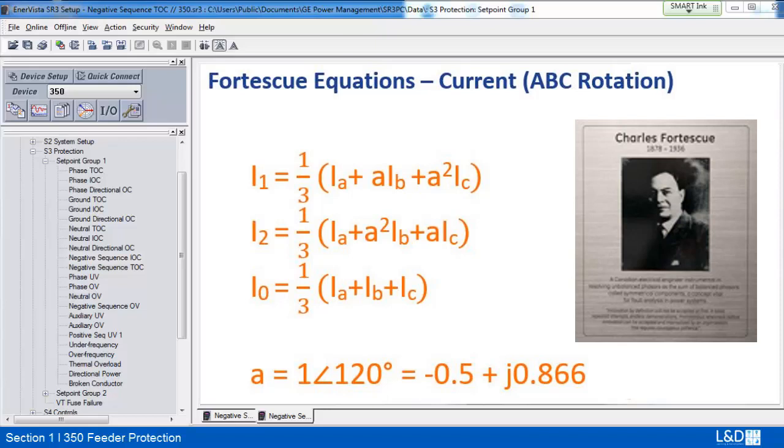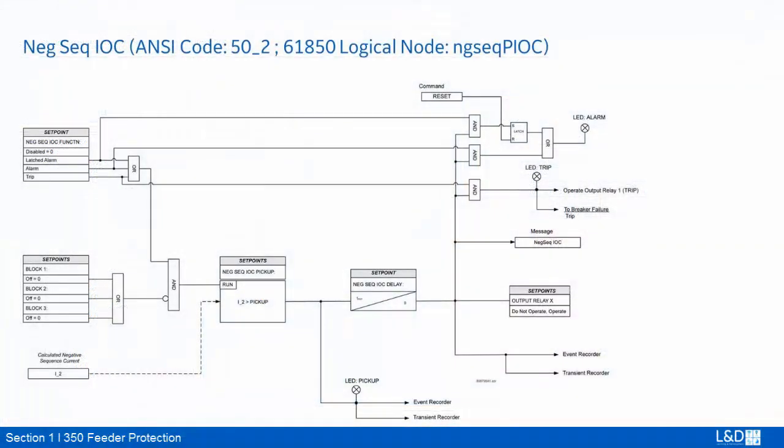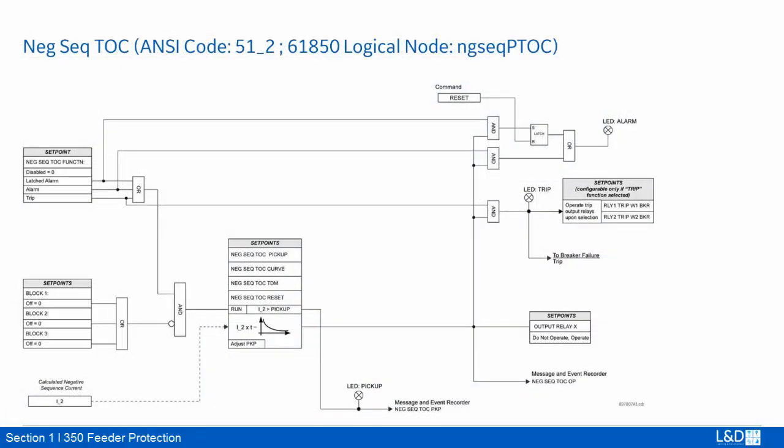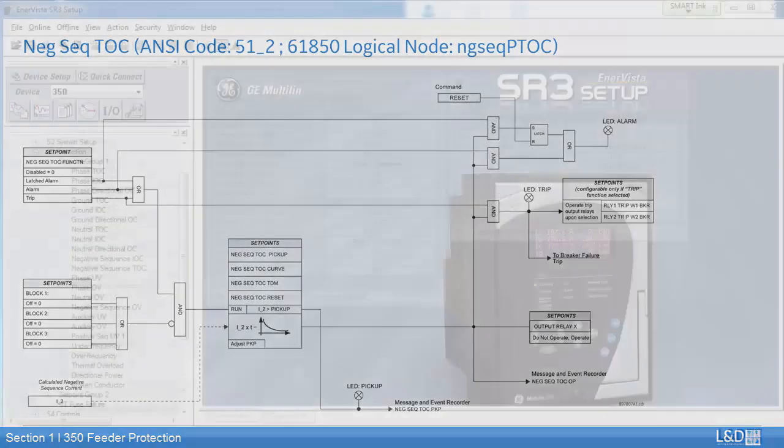Now let's review what we learned in the FMPR 103, the calculation of the symmetrical component of the current by Fortescue formula. From the logic diagram of negative sequence IOC and TOC, we can see the input current I2 is calculated negative sequence current. For the calculation of inverse curve, the multiple should be negative sequence current over the pickup.